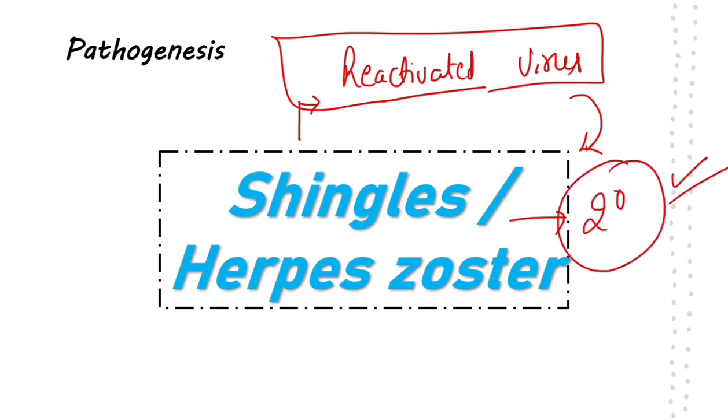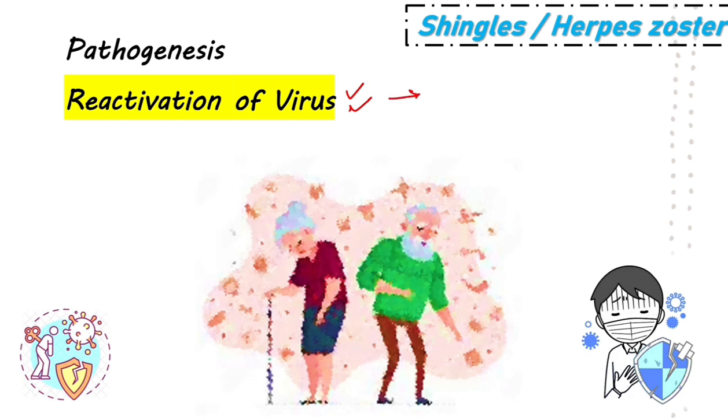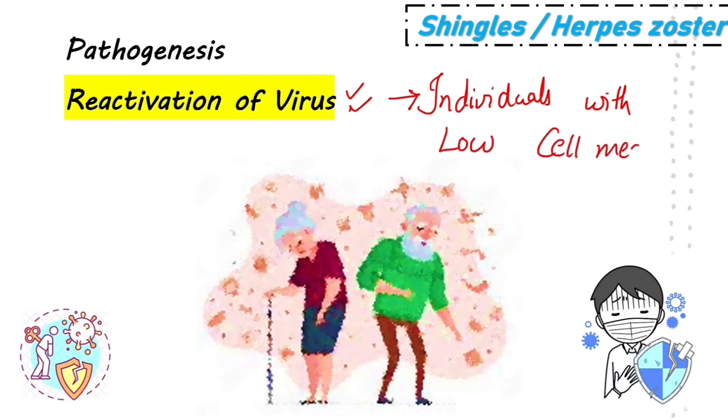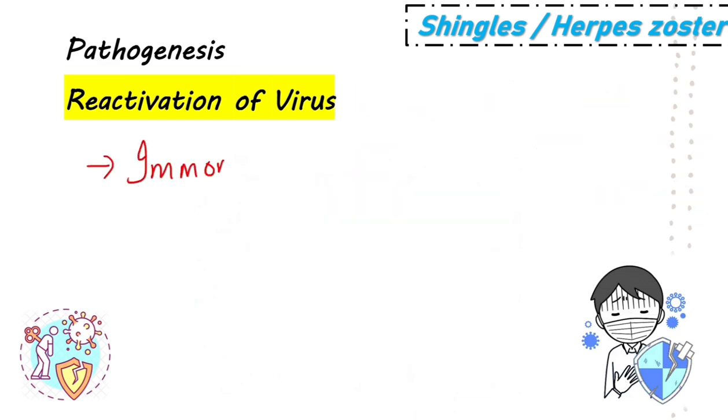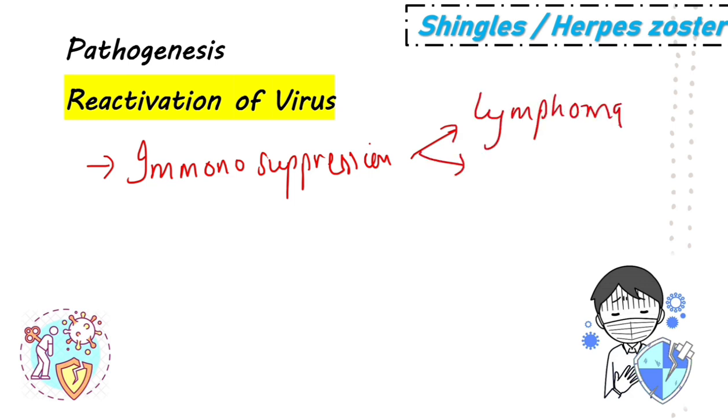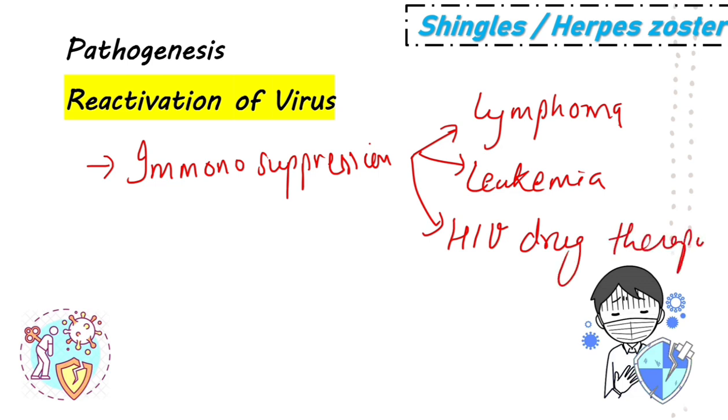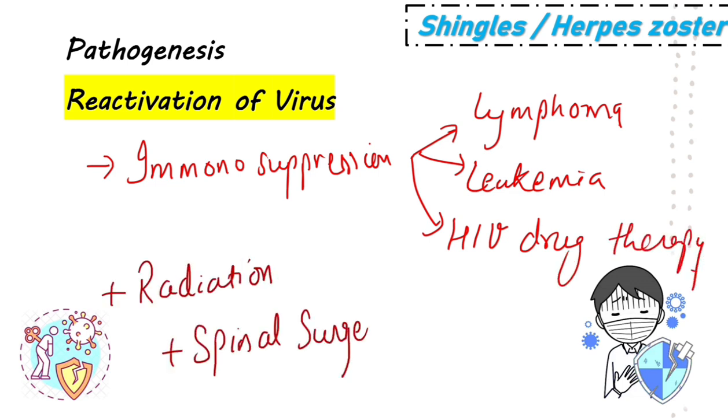Reactivation of the latent varicella zoster virus leading to herpes zoster infection is uncommon, but it typically occurs in individuals with a decline in cell-mediated immune response, particularly in elderly patients or those patients who are experiencing immunosuppression due to conditions such as malignancy, especially lymphomas and leukemias, where the body's immunity declines, drug therapy or HIV infection therapy. Additionally, radiation, spinal cord surgery, and local trauma can be some triggers which may lead to reactivation of secondary lesions of varicella zoster viral infections.